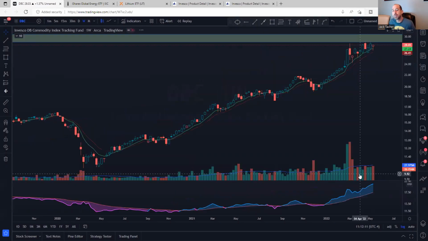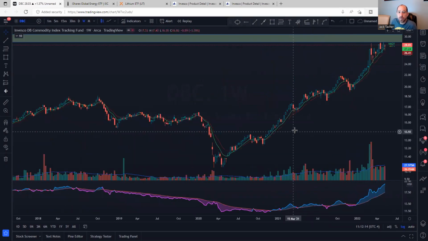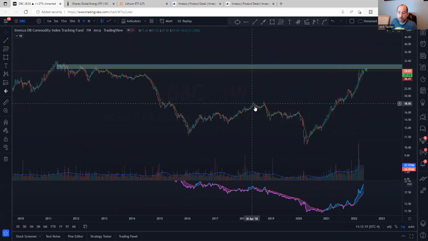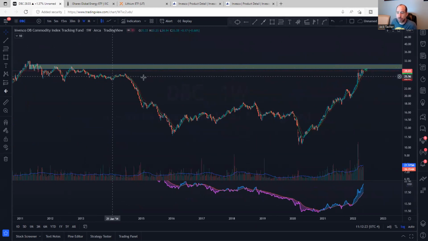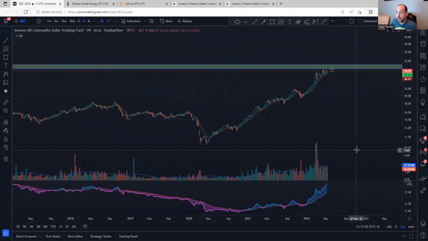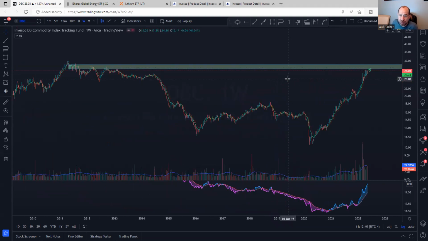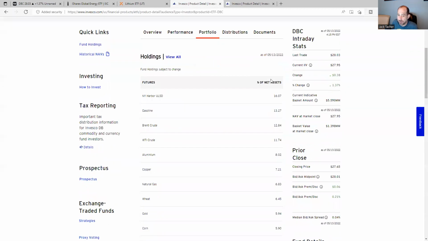DBC. So DBC is a commodities index that has both oil and agriculture names in it. You see it's back to a very important place. Good relative strength right down here, as you can see. Kind of consolidating in VCP-ish style pattern right up here. And again, needs to break out, right? Right there, it needs to break out, but it's really at an interesting spot. So let's look at this ETF.